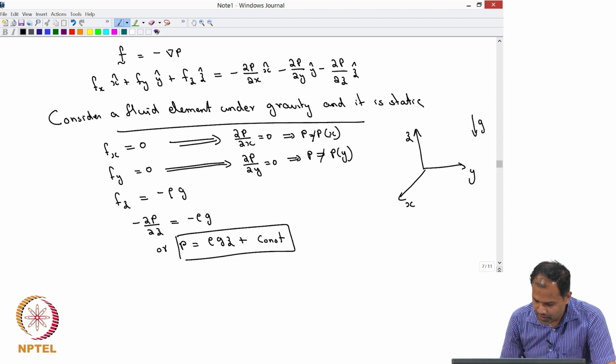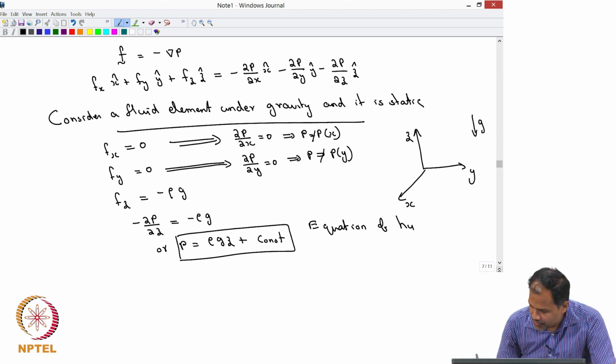That is the equation of hydrostatic pressure.